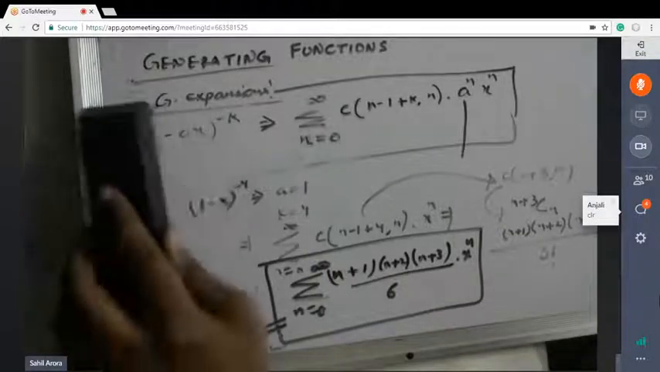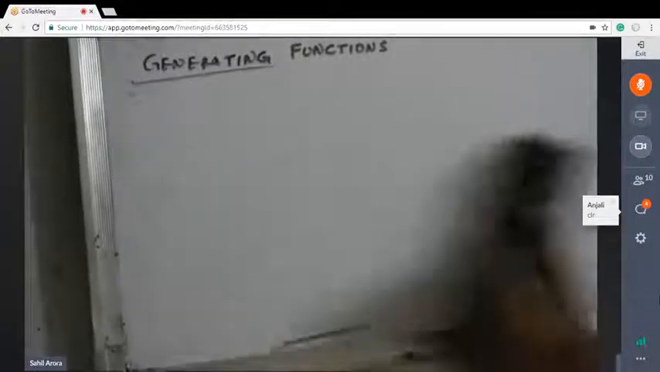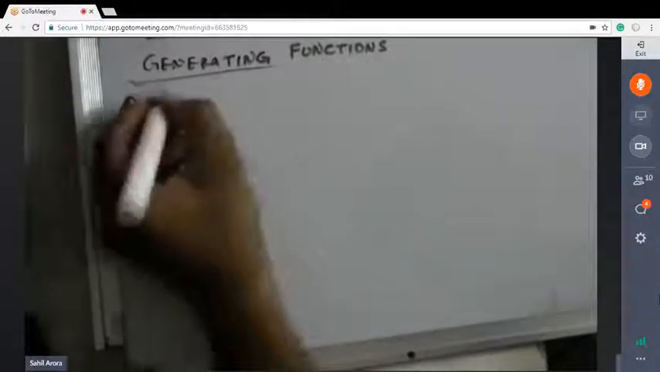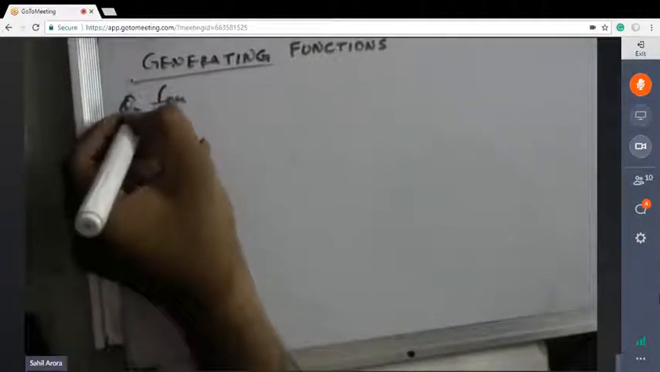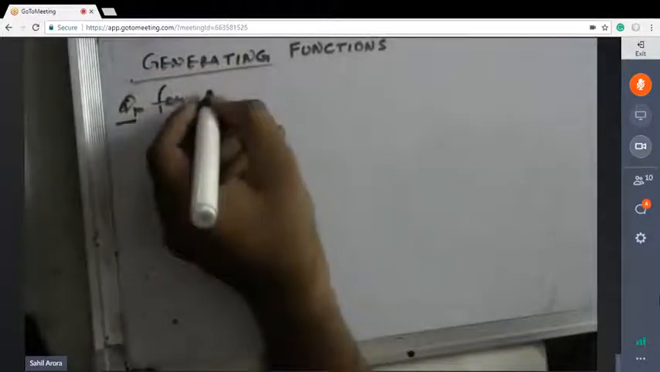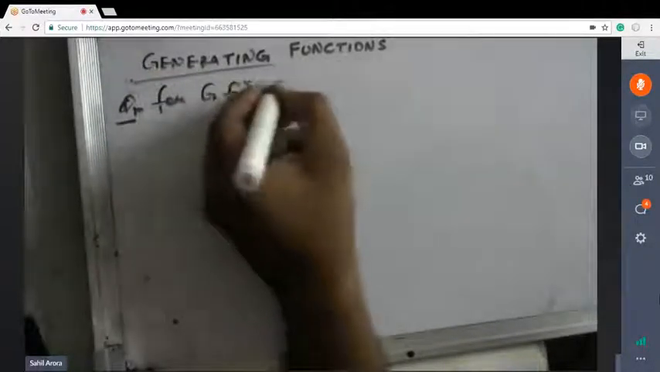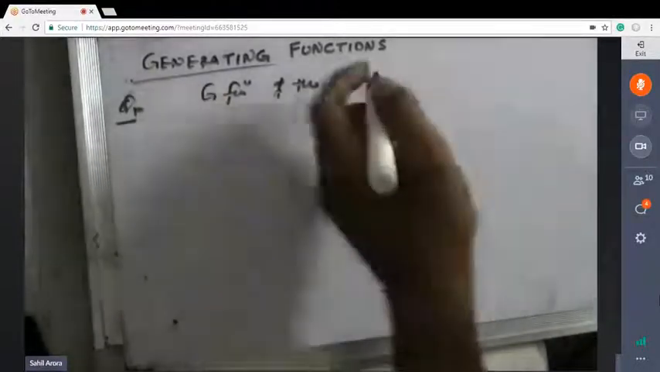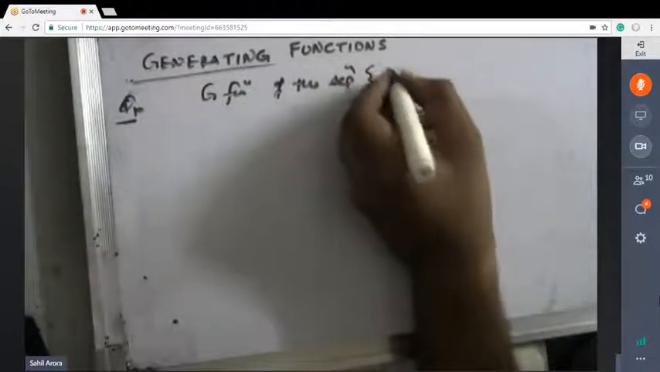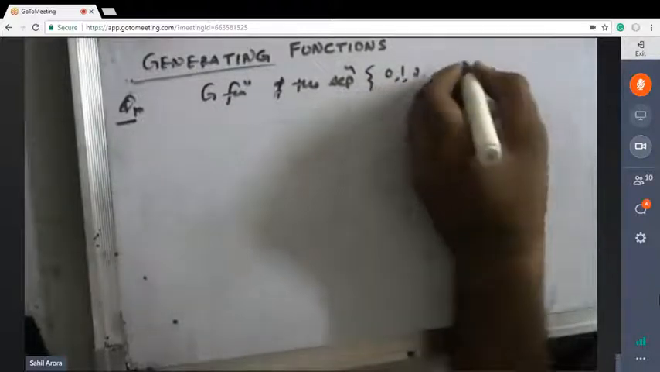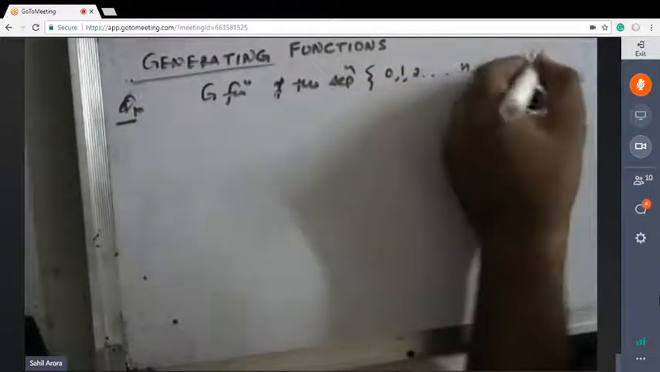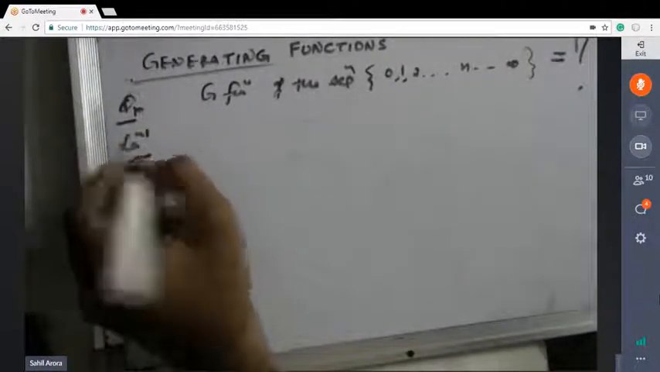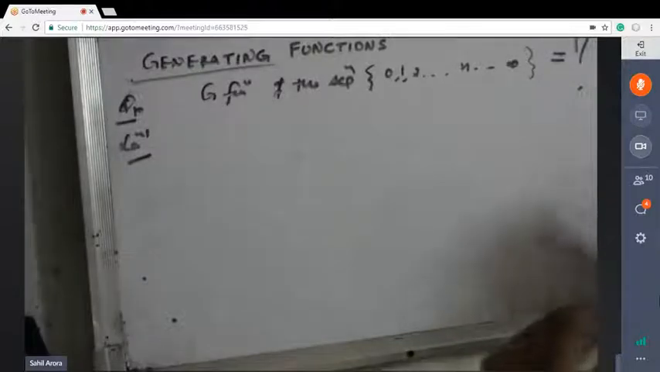Okay, now let's discuss a question. I think question number 10 or 9, I don't remember. The question says, the generating function of the sequence 0, 1, 2, 3, and so on up to infinite is equal to what?